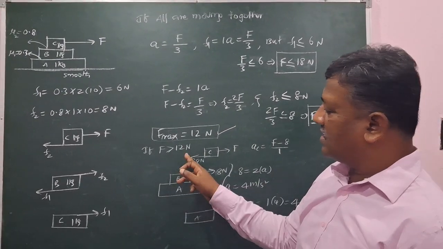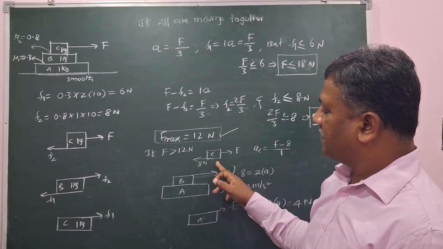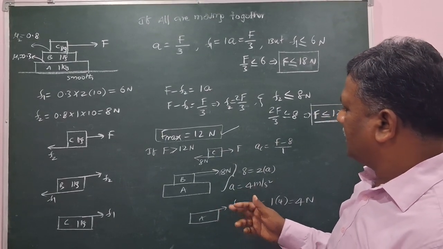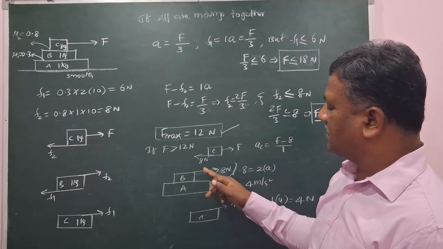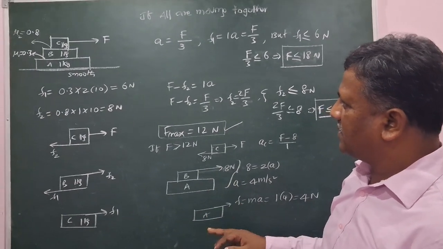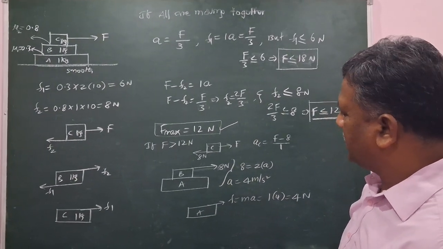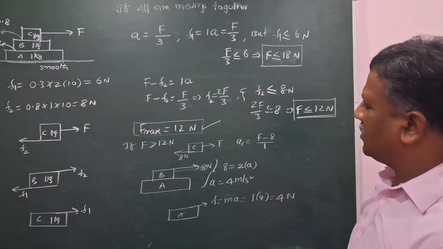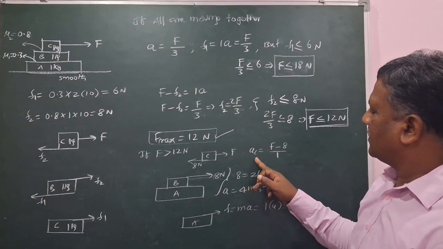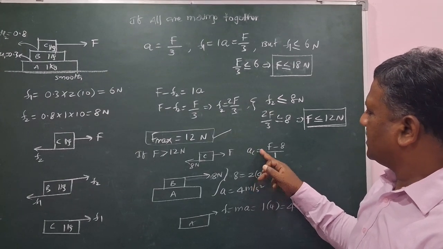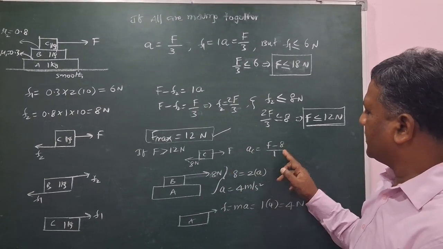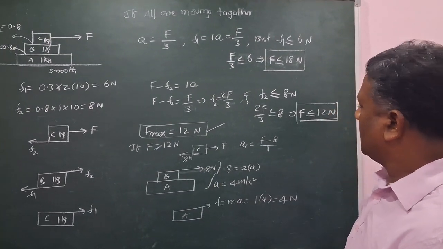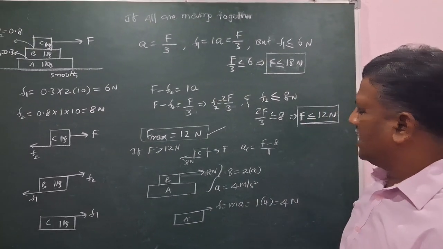When the force is greater than 12 Newton, C moves separately, and in this condition the general acceleration of these two blocks moving together is due to this coefficient of friction. Now in this case, F is greater than 12 Newton. For C, the net acceleration is applied force minus the limiting friction, divided by mass, and the two blocks move together until the force becomes 18 Newton.